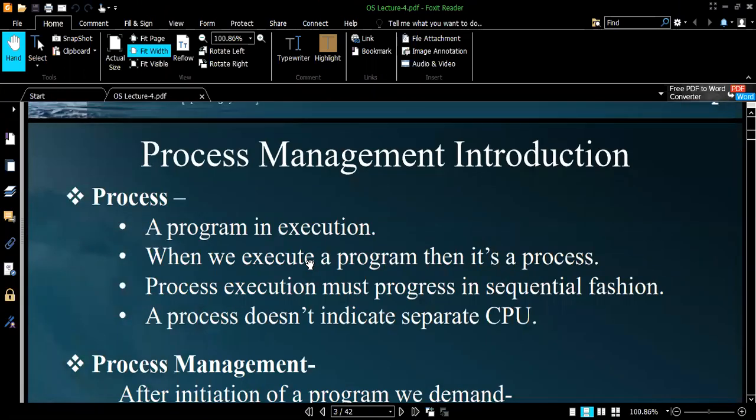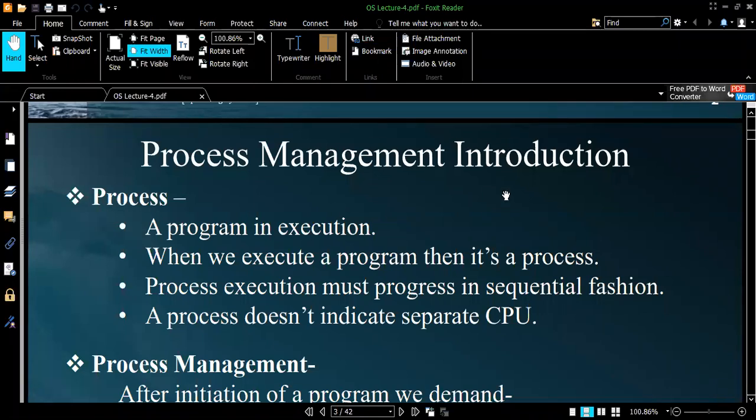So first of all, what is a process? A process is a program in execution. In our computer, we have different programs, but whenever we are running a program, that program is called a process. When we execute a program, it's a process. Process execution must progress in a sequential fashion. Whenever you run a program, there are some sequential steps that you need to follow.